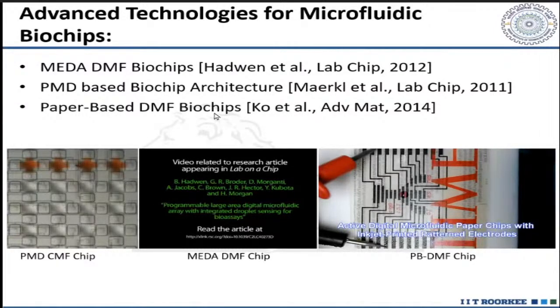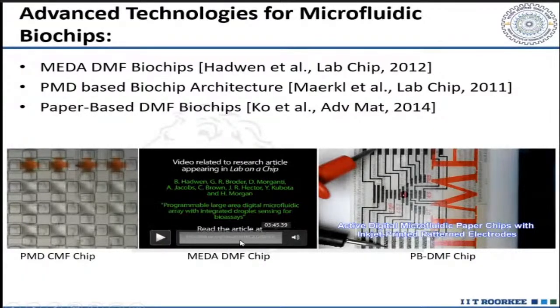So the substrate is not glass or plastic. It is just simple paper. They have printed the layout of the chip on the paper, and then they perform the tests. So it is made very low cost. This is a new kind of technology. You can see the electrodes are of different shapes. So let us go one by one. MEDA is one kind of chip.